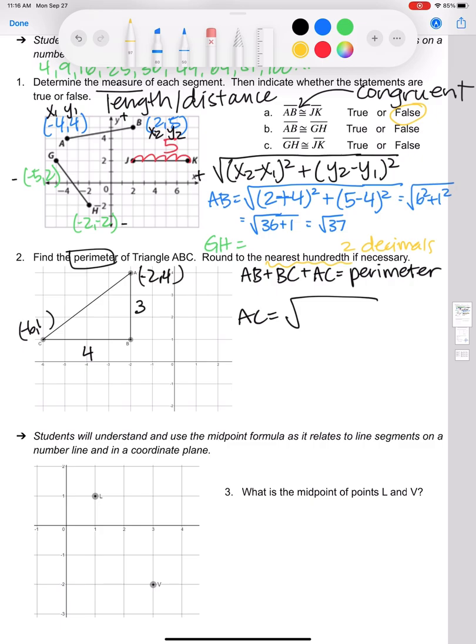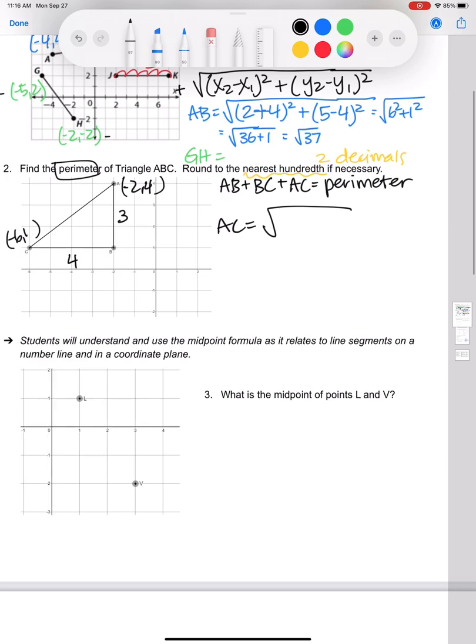So a couple more steps for you to take here, finding the length of AC and adding those together. And on to number 3. What is the midpoint of points L and V?